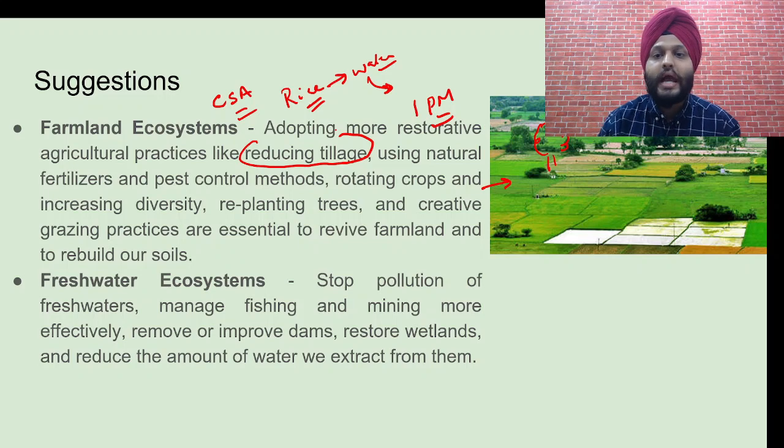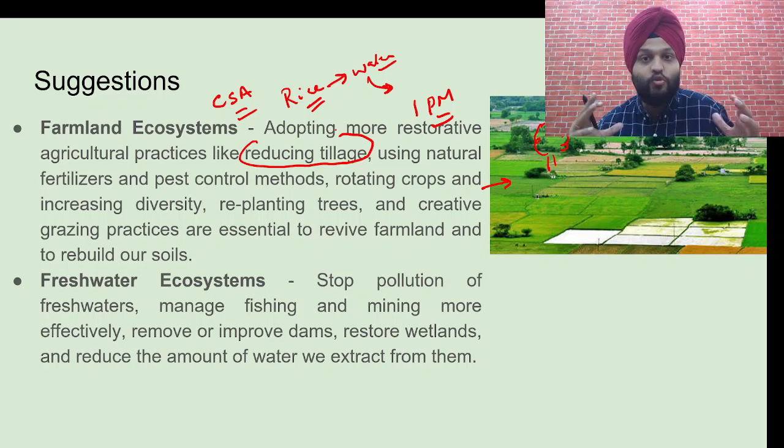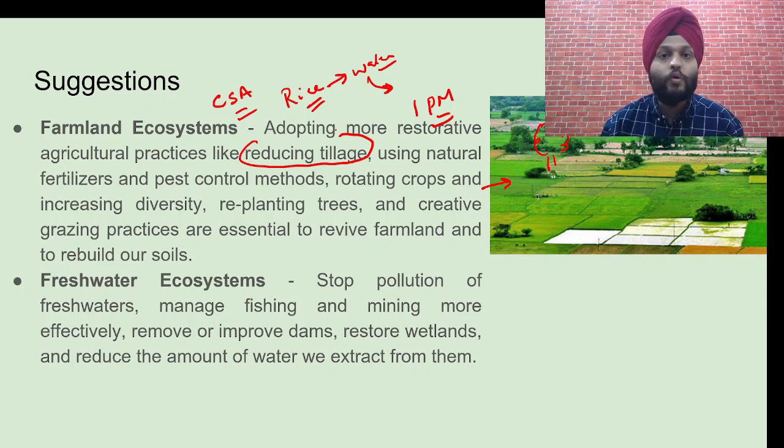And also we can encourage agroforestry. Certain trees could be planted, and trees can provide firewood. The trees can provide fruits. So it can provide a lot of benefits and it can augment the income of the farmers. So that can be done.